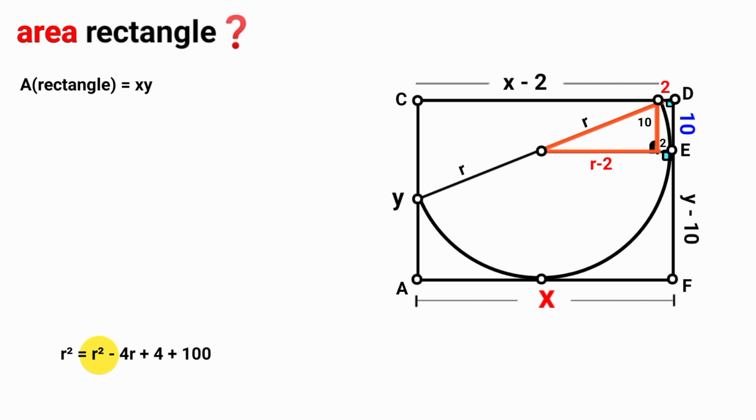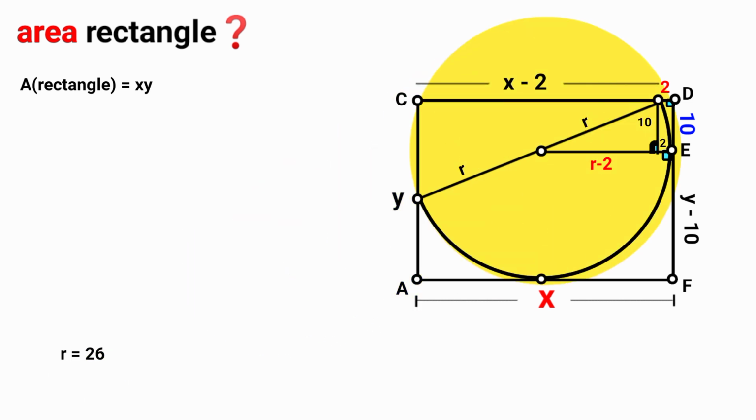This r squared will eliminate this r squared. So 0 equal to minus 4r plus 4 plus 100. 4 plus 100 is 104. Bring minus 4r to the left. So 4r equal to 104. Divide both sides by 4. Here 4 cancels 4, while here 104 divided by 4 is 26. So r equal to 26.